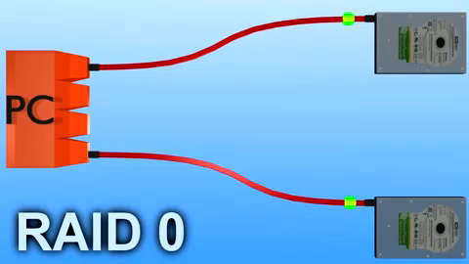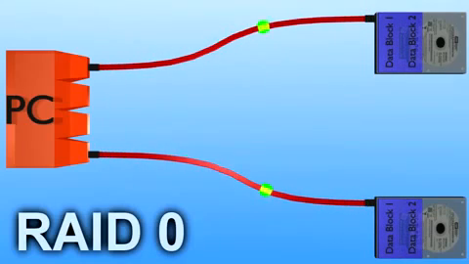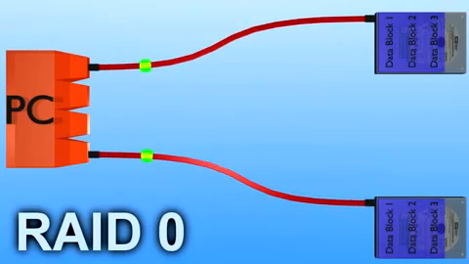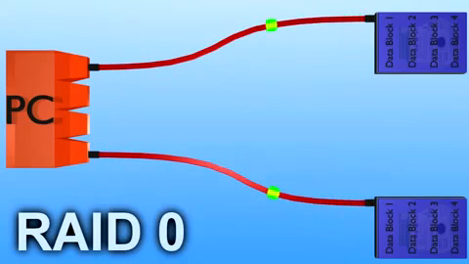RAID 0, also known as striped volume, is where the data is split across two hard drives in blocks of bytes. Now a block of data can be as small as 1 byte, but is commonly 512 bytes, so there is a varying number of blocks that will be created on your hard drive. RAID 0 is normally used to improve performance without halving your hard drive's capacity.